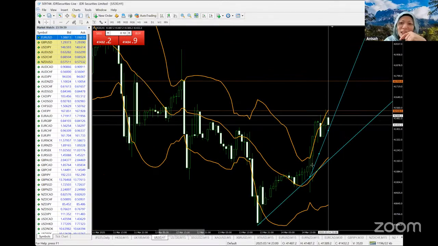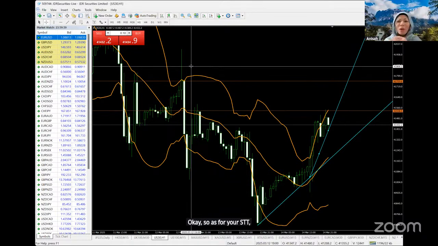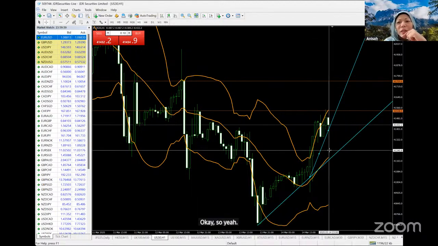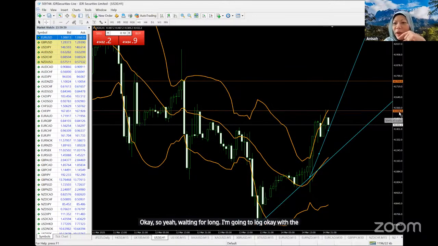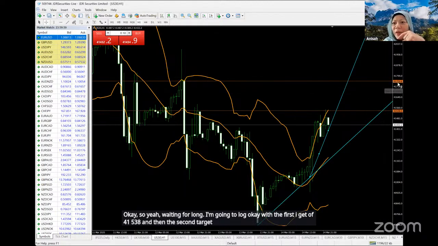As for US 30, this is the 1 hour chart. I'm looking at the 1 hour chart. So yeah, I'm going to long, with the first target of 41,538 and then the second target of 41,759.